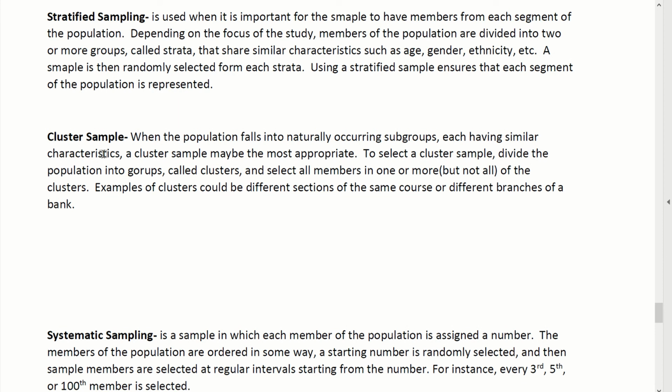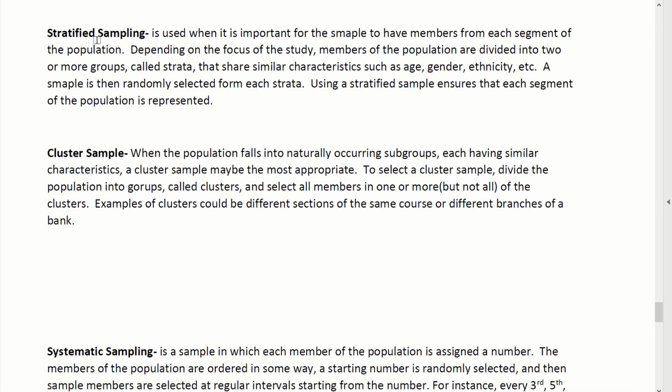We also have a cluster sample, which is conducted when the population falls into naturally occurring subgroups, each having similar characteristics. A cluster sample may be the most appropriate sampling method in that setup. To select a cluster sample, we divide the population into these groups called clusters and select all members in one or more, but not all, of the clusters. Examples of clusters could be different sections of the same course, different branches of the same bank, or if you want to partition a state, the different counties would constitute a cluster sample for a state.